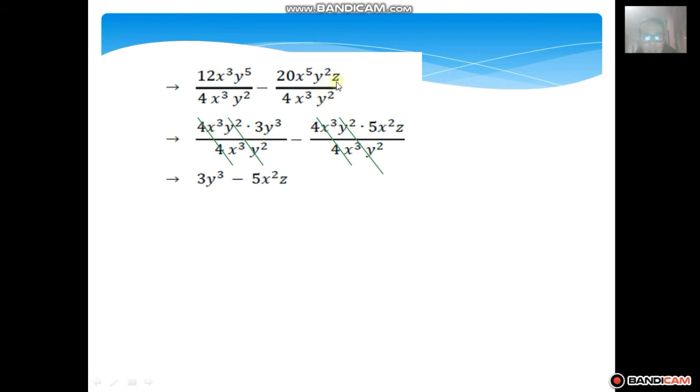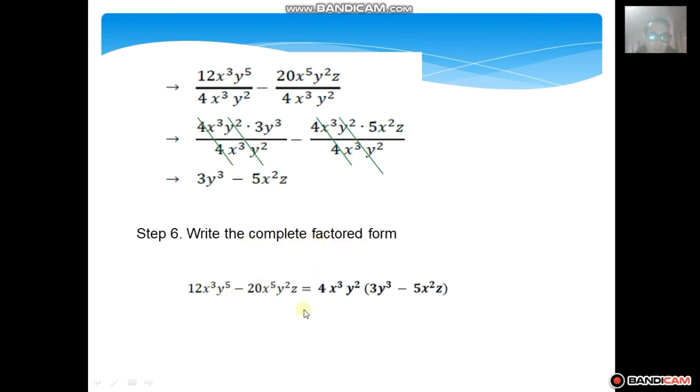Then z remains. Then we will do the cancellation. So cancel this out, this one, and this one also. What will remain in the first term is 3y cubed. What will remain in the second term is negative 5x squared z. Then last step, write the complete factored form. The complete factored form of this given expression is 4x cubed y squared times the quantity 3y cubed minus 5x squared z.